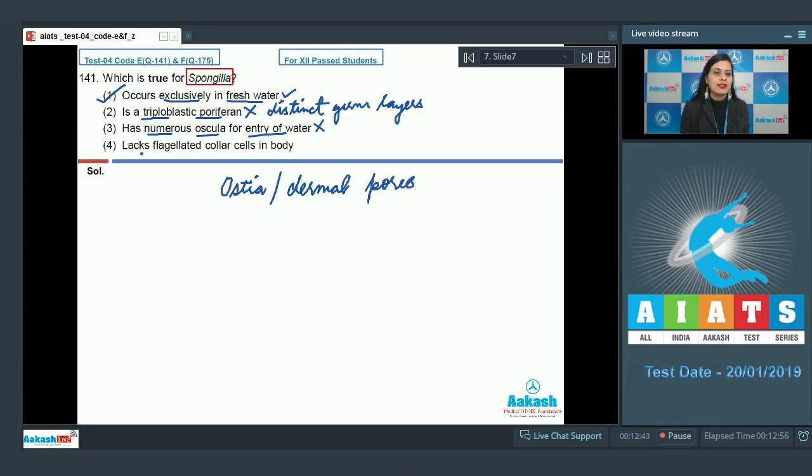The last option given is lacks flagellated collar cells in body, and as it is also an incorrect statement, this cannot be a correct answer to our question because Spongilla has collar cells or flagellated choanocyte cells in the body. So the correct answer to this question is option number 1. Let's proceed to the next question.